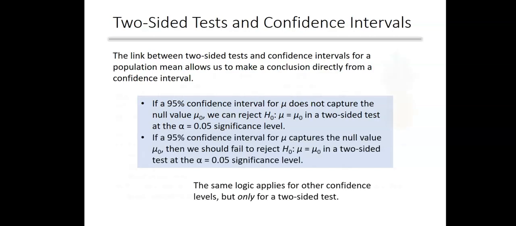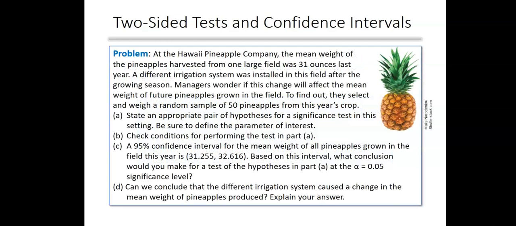So let's look at an example of one. At the Hawaii Pineapple Company, the mean weight of pineapples harvested from the field was 31 ounces. They want to try some new watering techniques and so forth. So the next year they changed those to find out. They weigh a random sample of 50 pineapples from this year's crop. So what's the hypothesis here?